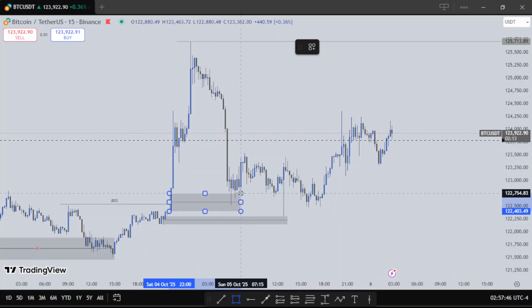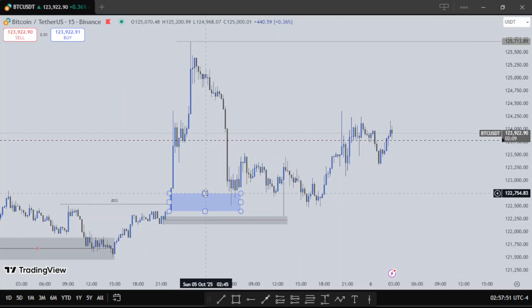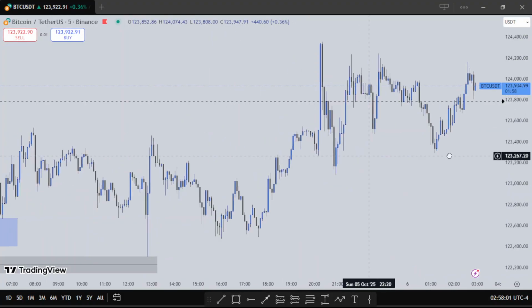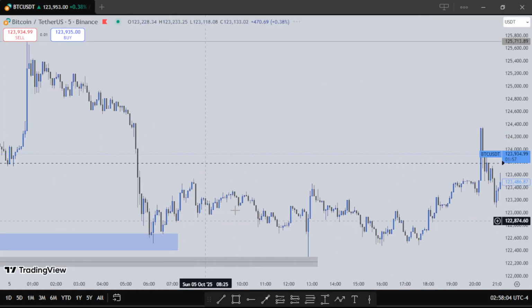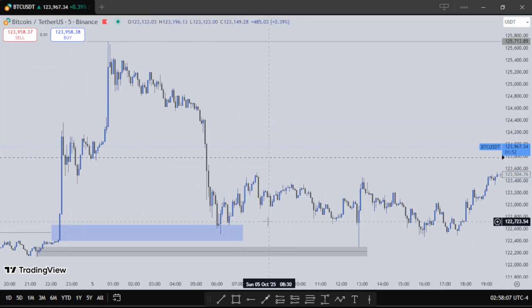I first identified this 15 minutes imbalance as price had reacted from it, and it gave this rally up to the upside. As you can see on the 15 minutes, it was a pretty good rally. After that, it started making higher highs.